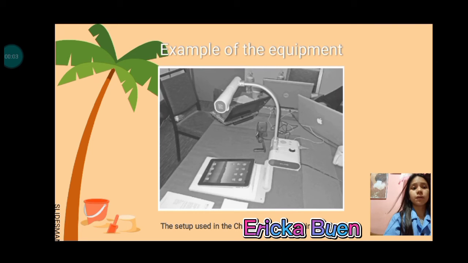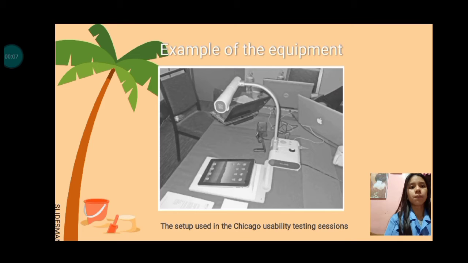Good day, I am Erica Buen and I will continue the discussion about the iPad usability. So here is the example equipment of the iPad that we'll be using in testing sessions.